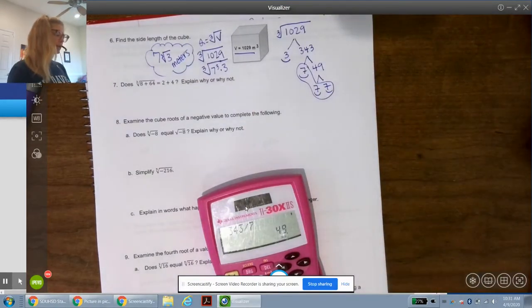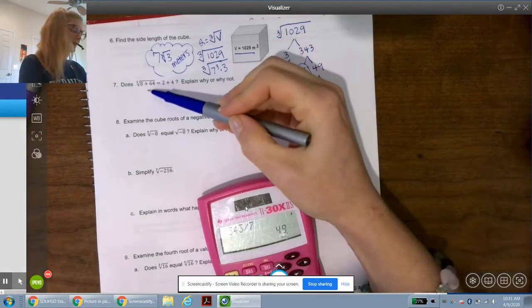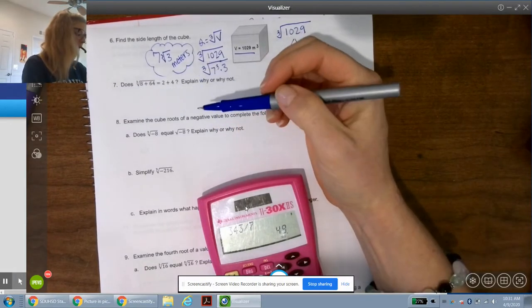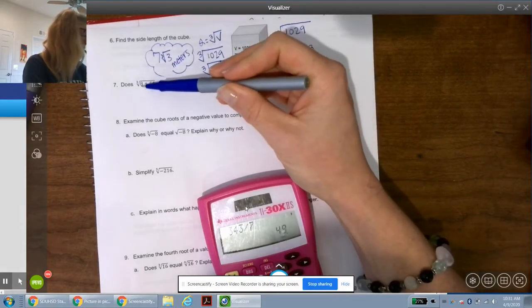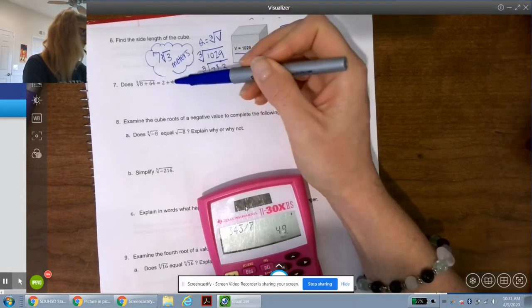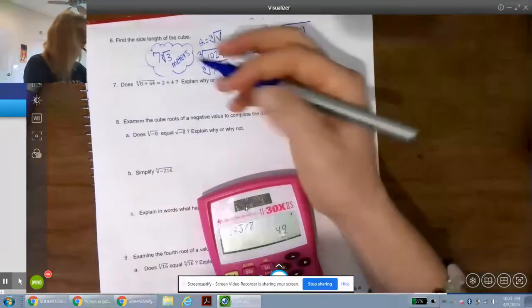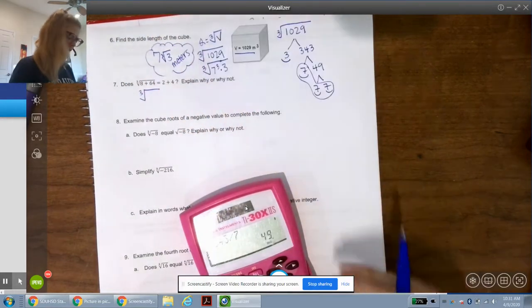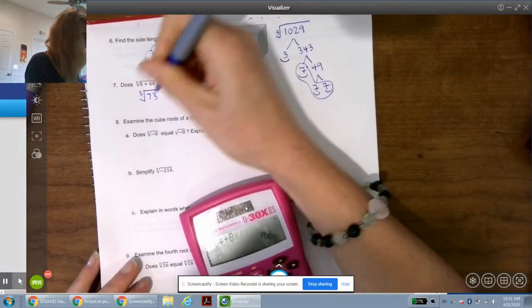Awesome. Does the cube root of 8 plus 64 equal 2 plus 4? Explain why or why not. So again, remember, because we have this addition here, it kind of ruins the whole simplifying. Because yes, 8 is 2 cubed, and yes, 64 is 4 cubed. However, because we have this addition here with order of operations, you would have to do the addition first. And 64 plus 8 is 72.